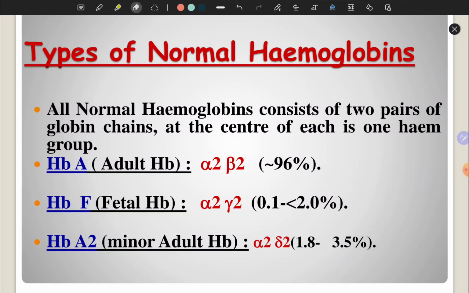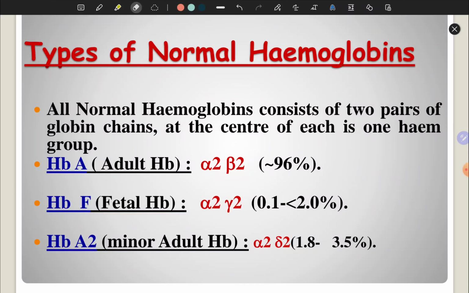Then we have a minor adult hemoglobin, A2. A is from adult, and it shouldn't be more than 3.5, from 1.8 to 3.5. The percentage is important because you use it to diagnose thalassemia, which is another topic. Inshallah, in S6 we will have a lecture about it. The percentage is important for diagnosis.